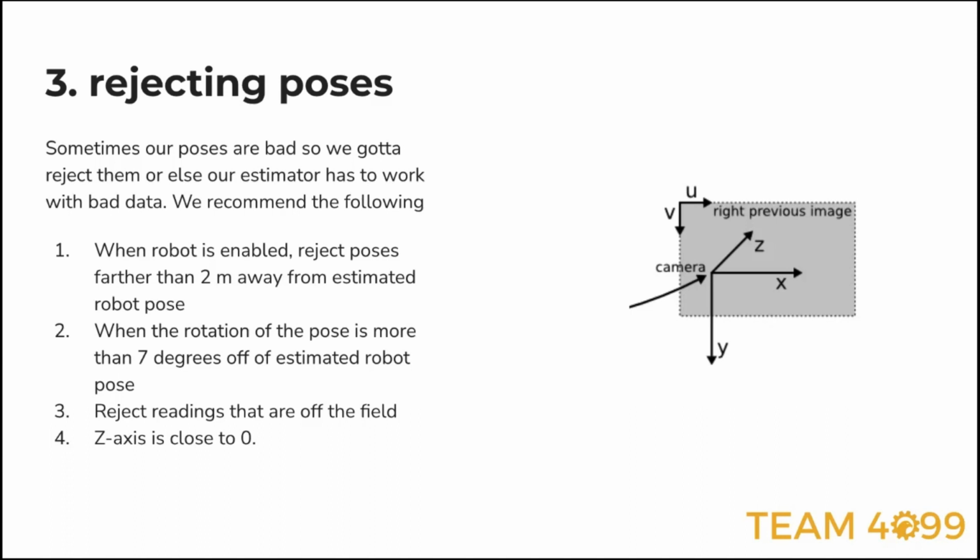And we reject readings that are off the field completely. So if it has a negative X or Y, it's off, or if it has too big of an X and Y, it's also off. As well as if the Z axis is not close to 0, then we also reject it, meaning if it's way too high, if it's above the field, or if it's way below the field, it doesn't need to be added.